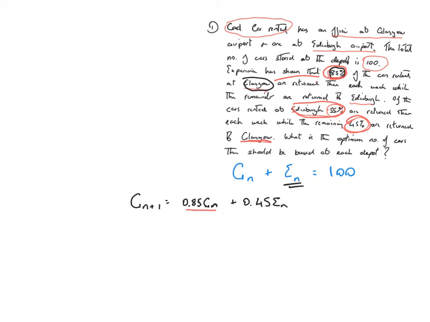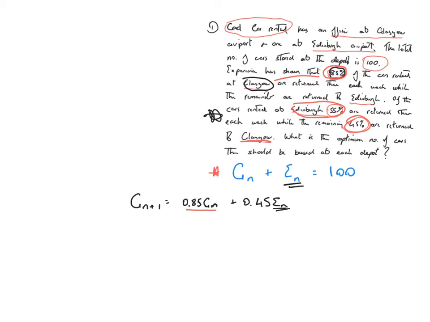So that means I also get 45% of last week's Edinburgh cars. Let's just go over that again. This week, GN plus 1, of the cars rented at Glasgow, 85% will come back, so that's 0.85 GN. But I'll also get 45% of the cars that were rented at Edinburgh coming to Glasgow, and that's detailed a bit here in the question. Now the next thing that I want to do is to rewrite this reconciliation so that it doesn't have GN and EN in it. I can do that using this equation here.